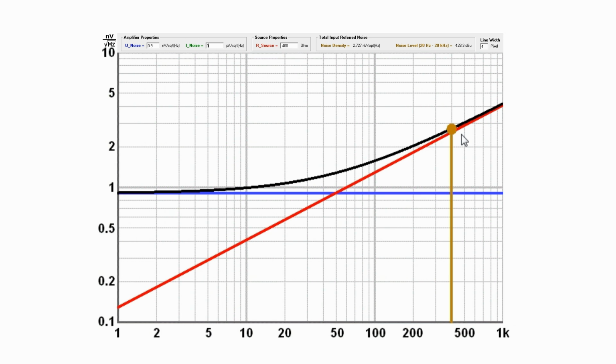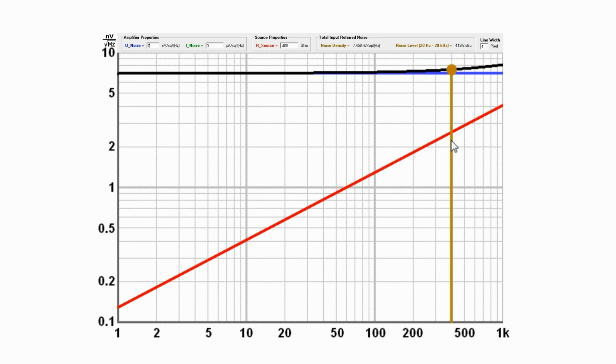Okay, let's say we would have a preamp that isn't that great. So the voltage noise would look something like this. Also, let's say we had a microphone with 100 ohms impedance connected to this preamp. The intrinsic noise of the mic would be this much, and the noise generated by the preamp at this point would be this much, so quite a bit higher.